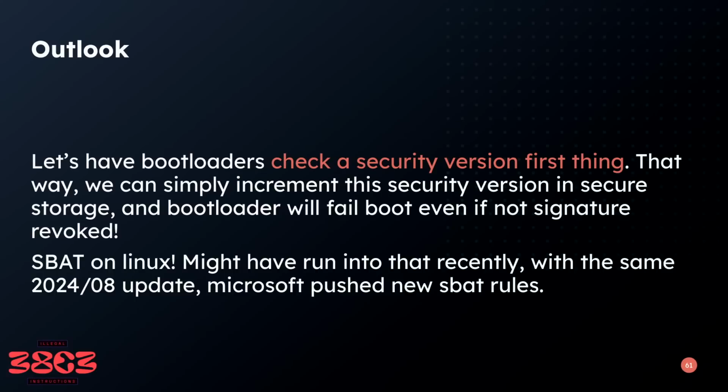With the 2024-08 update, Microsoft pushed some SBAT rules, which say only GRUB versions newer than X are allowed to boot. And the first thing GRUB does is check: okay, I know my own version is version 2. I see in this memory it says I shouldn't boot if I'm not at least version 3. So I probably have a bug. I'm just gonna abort booting. This is the idea here, and then you don't need to do any signature revocation at all. You can just bump the security version. Microsoft has something similar planned. But to fix the downgrade stuff, you need to roll the certs once, so all old bootloaders are no longer allowed.